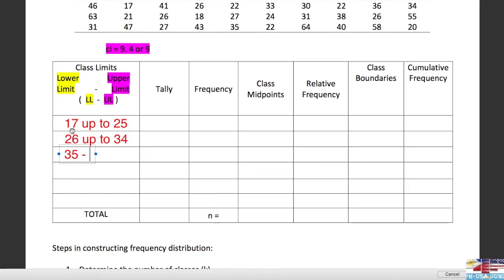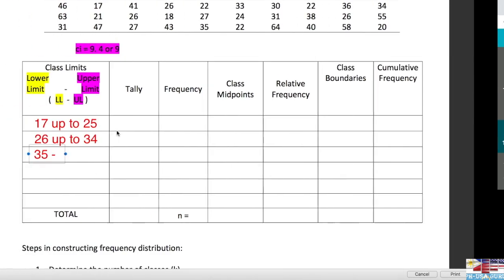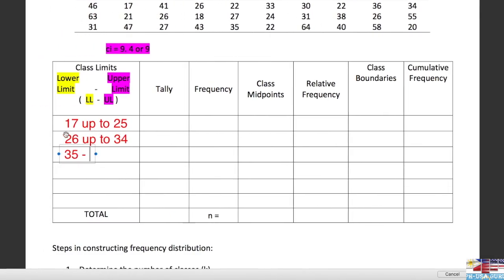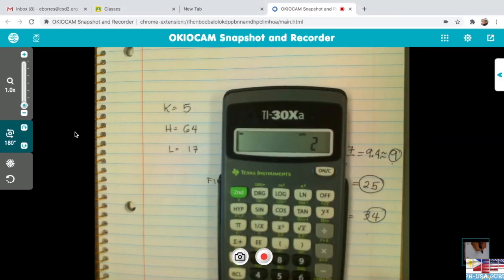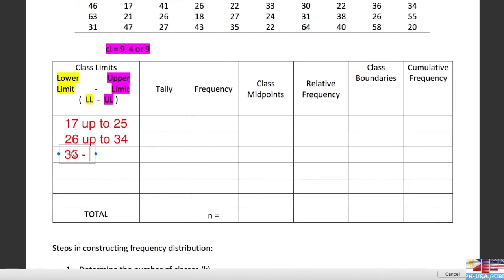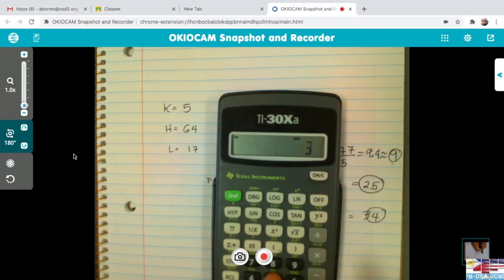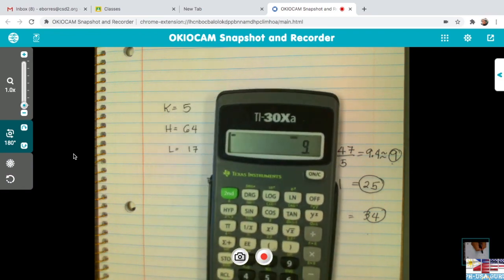Now, you don't need to add and subtract 1 always. I want you to look at the difference between 26 and 17, between 35 and 26, between 34 and 25. Let us get the difference between 26 and 17. That will be 26 minus 17. What did we get? That is 9. How about the difference between 35 and 26? 35 minus 26 is equal to 9. So, as you can see, the difference is 9.